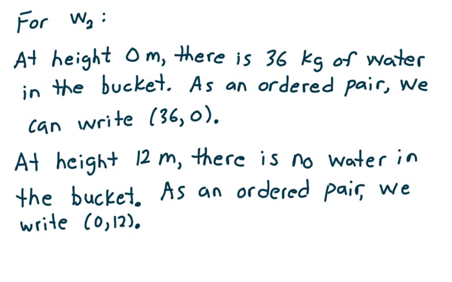Now, let's take a look at W2. So we want to find the work required to move the water. Now, this one's a lot trickier, so see if we can track what's going on here. At height 0 meters, there is 36 kilograms of water in the bucket. As an ordered pair, we can write this as 36, 0. At height 12 meters, there's no water in the bucket, so as an ordered pair, we can write 0, 12.